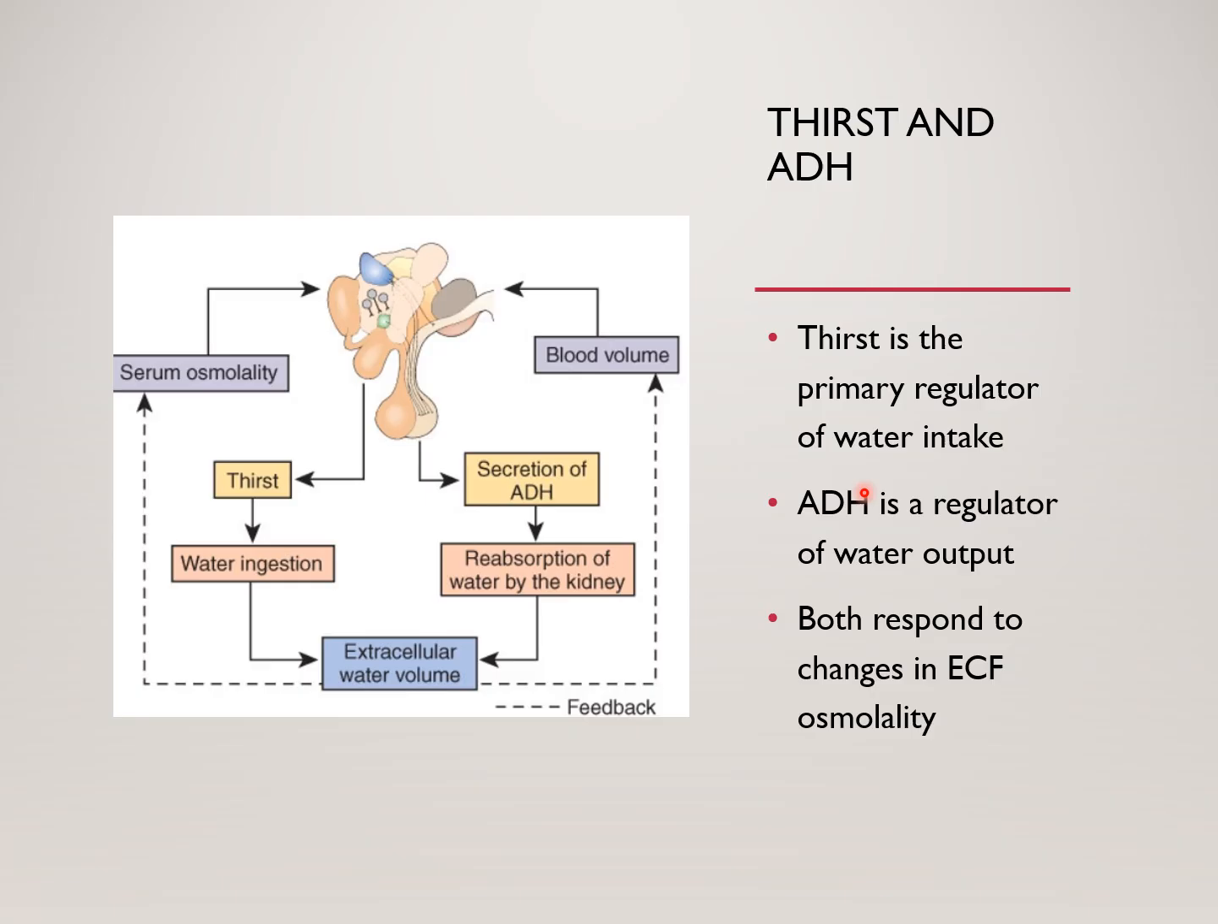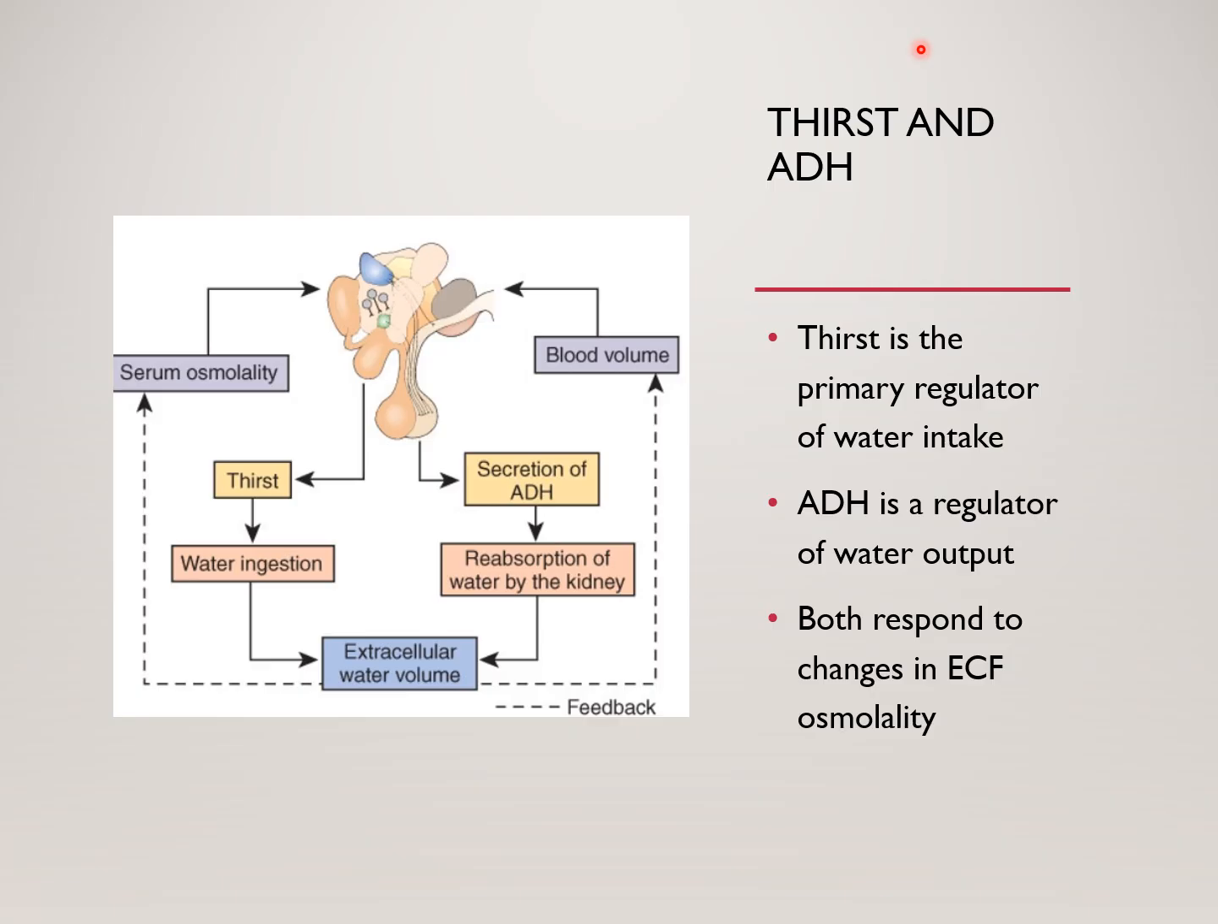And both of these systems, both ADH and thirst, will respond to changes in extracellular fluid osmolality. So really, again, the overall concentration of solutes in the extracellular space. So if that solute level increases and we have a higher osmolality, you get thirsty and you drink water. If we have high osmolality in the body, we might hold in more water to try to dilute that. So the effect of isotonic fluid excess and deficit, or hyponatremia and hypernatremia, on the movement of water between the extracellular and intracellular fluid compartments is largely controlled by thirst and ADH.